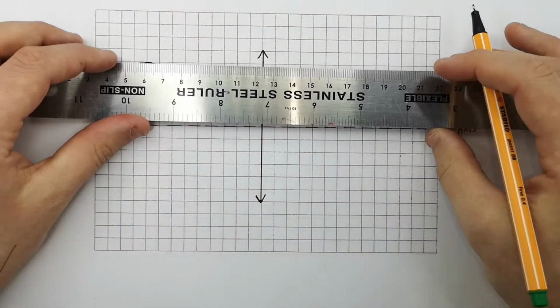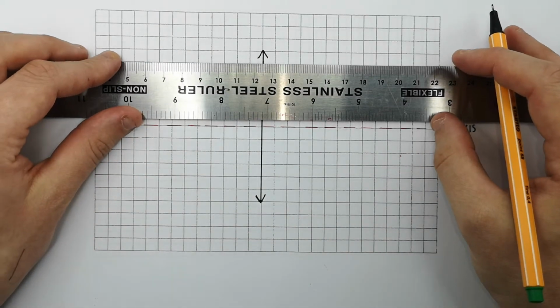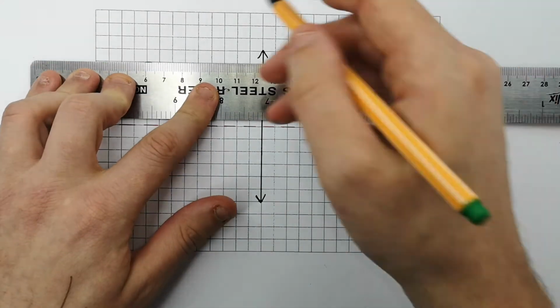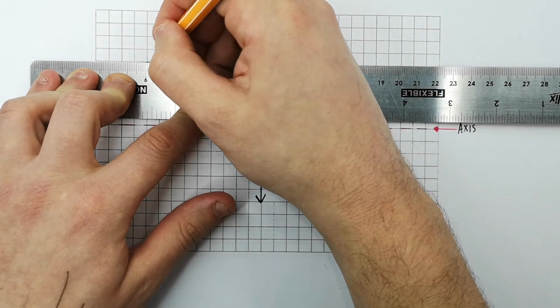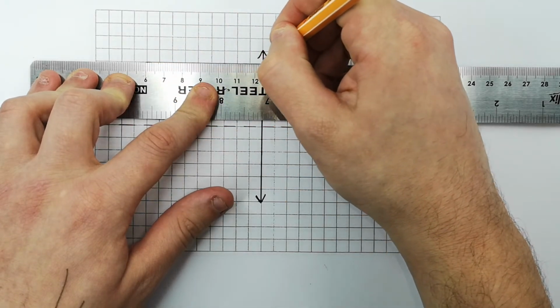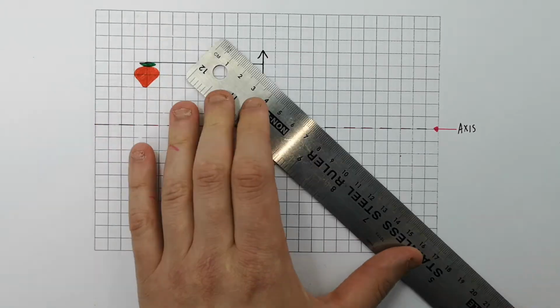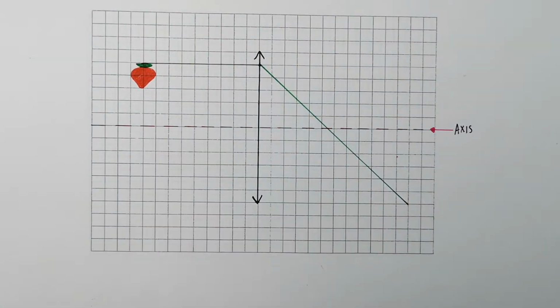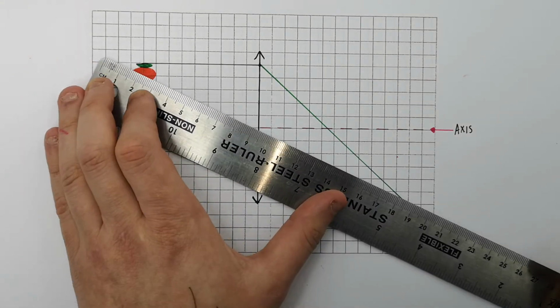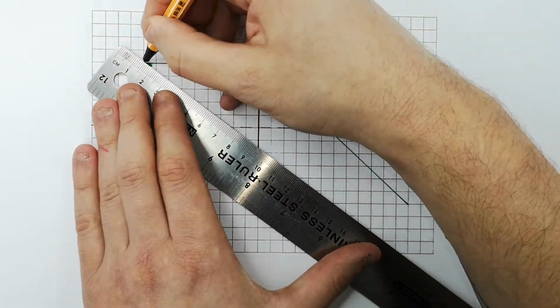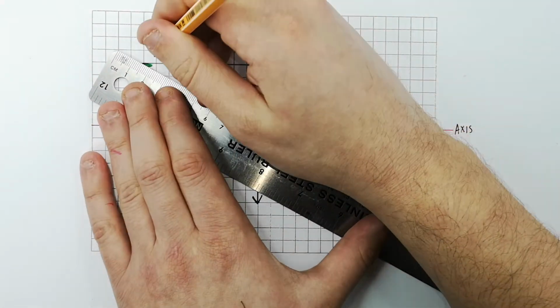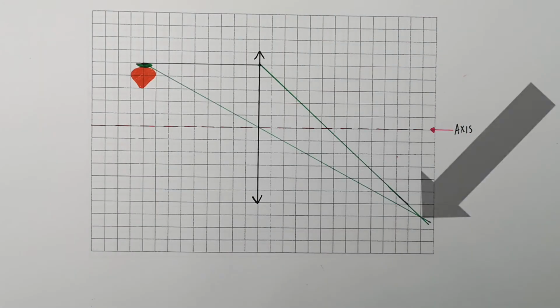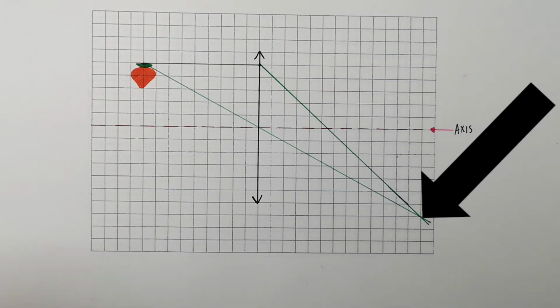So to draw the ray diagram for this convex lens, you draw a line from the top of the object running parallel to the axis towards the convex lens. The refracted ray will pass through the far side principal focus. You then draw a light ray travelling from the top of the object through the centre of the lens. And this is where the converging rays from the top of the object meet.